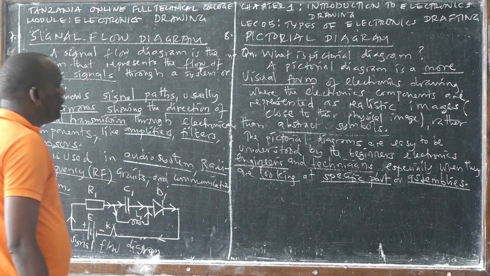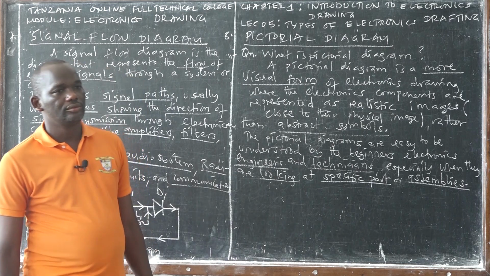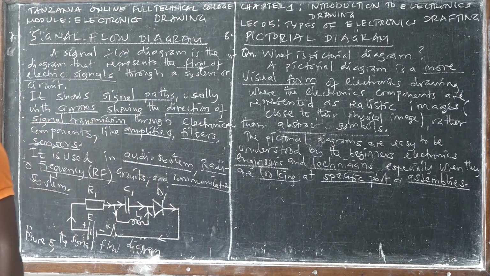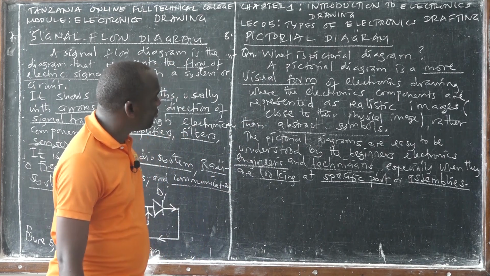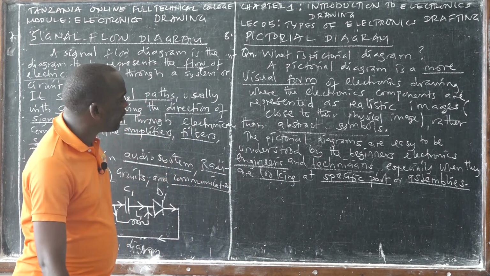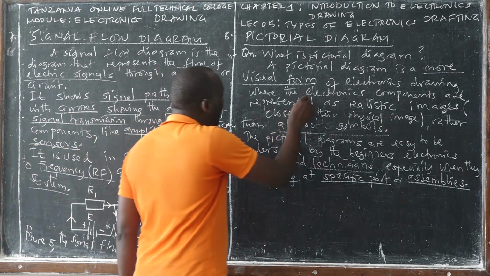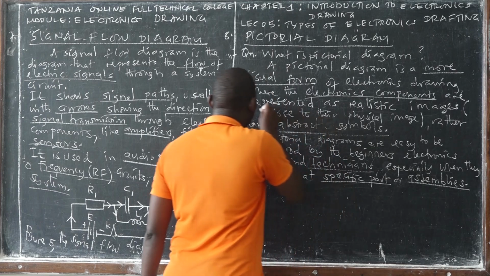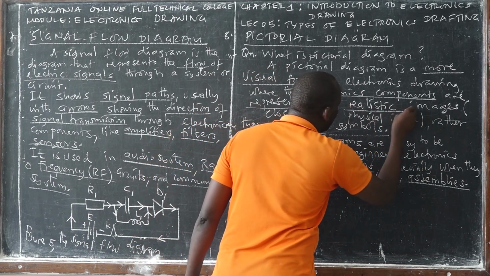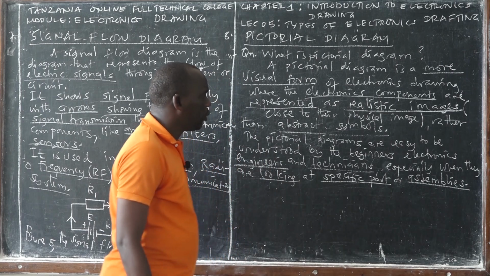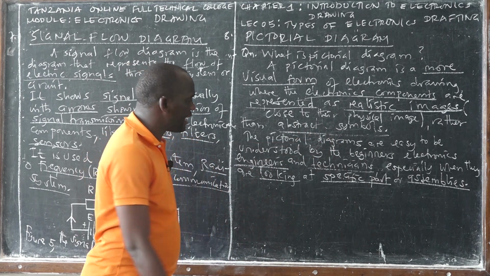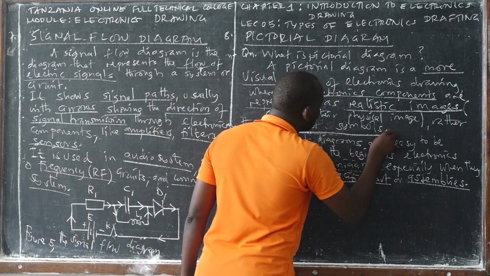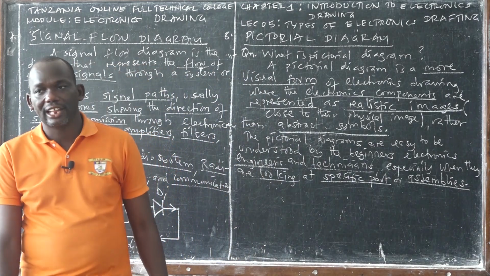Say pictorial diagram. What is a pictorial diagram? A pictorial diagram is a more visual form of electronics drawing where electronics components are represented as realistic images, close to the physical image, rather than abstract symbols. Let me explain the meaning of that.